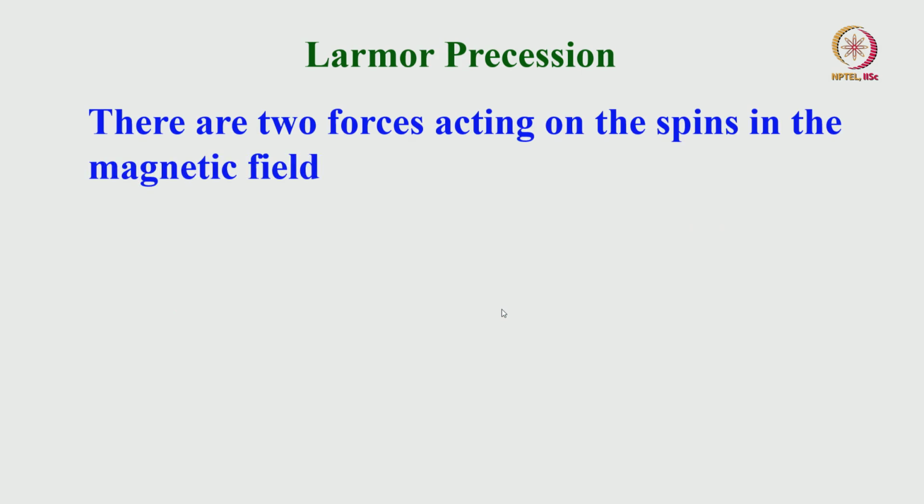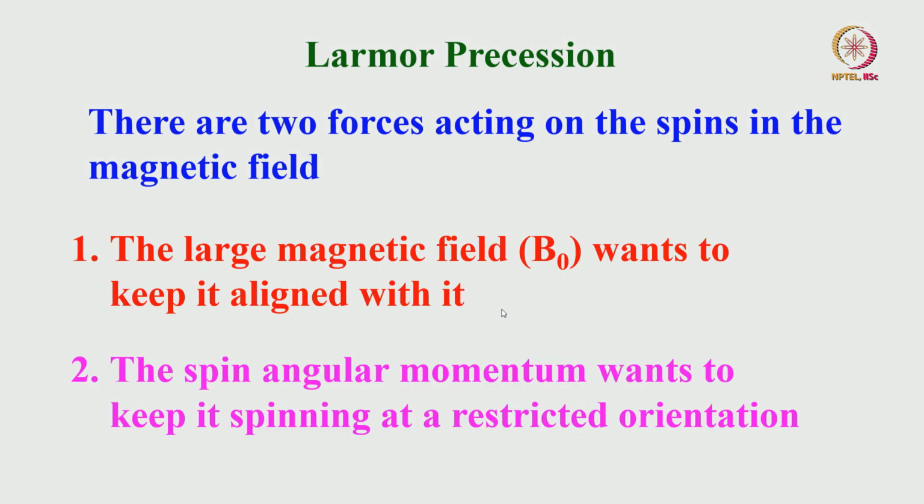These two forces are acting on the nuclear spins in the magnetic field. One is the large magnetic field, which wants to keep it aligned with it, and the spin angular momentum wants to spin at a restricted orientation. I told you, we can calculate the restricted orientation, the direction of quantization, the angle theta. That is also a fixed angle theta. At the same time, the magnetic field wants to pull it towards it. There are two forces acting.